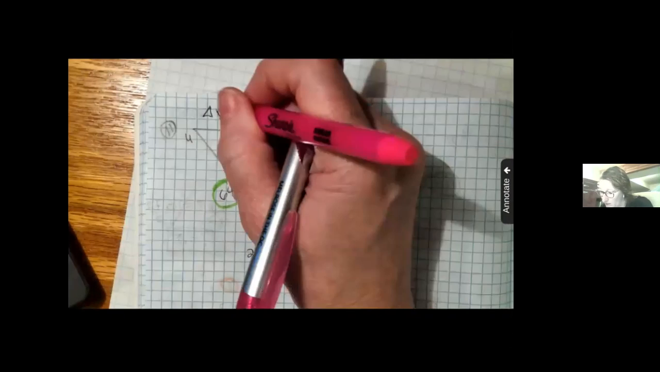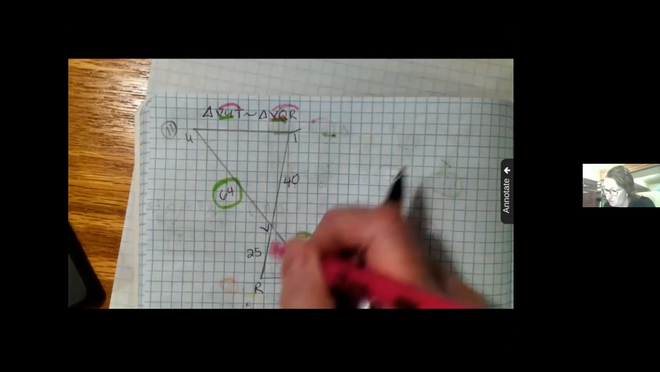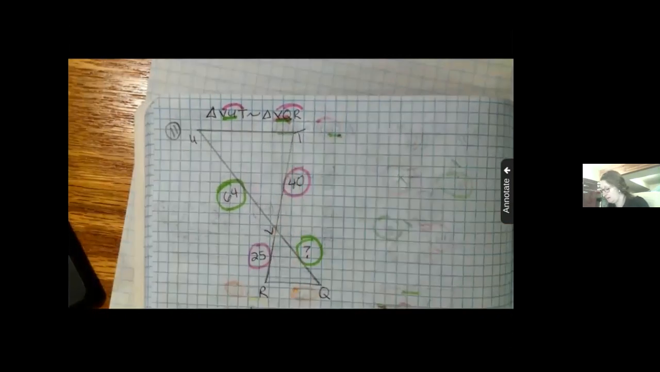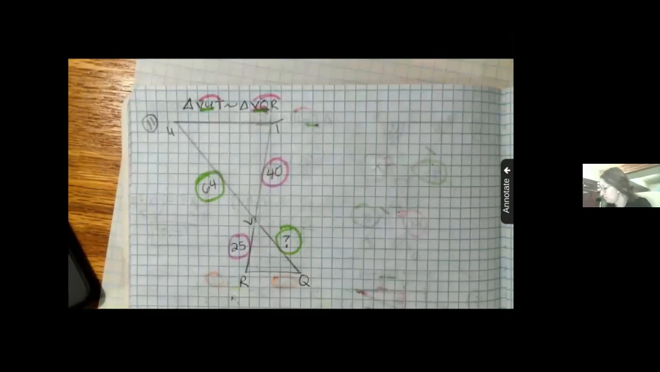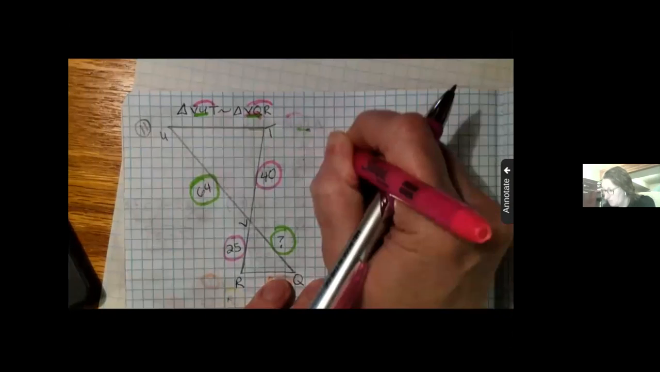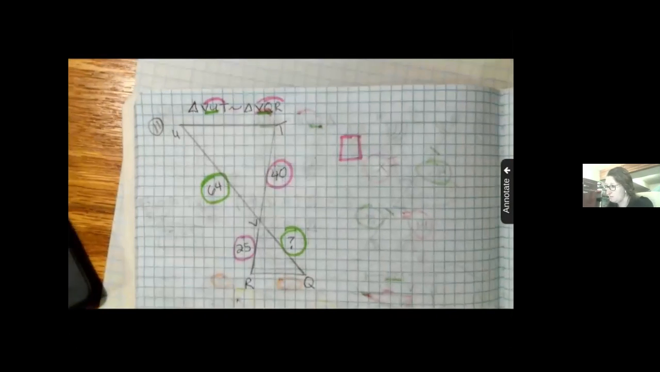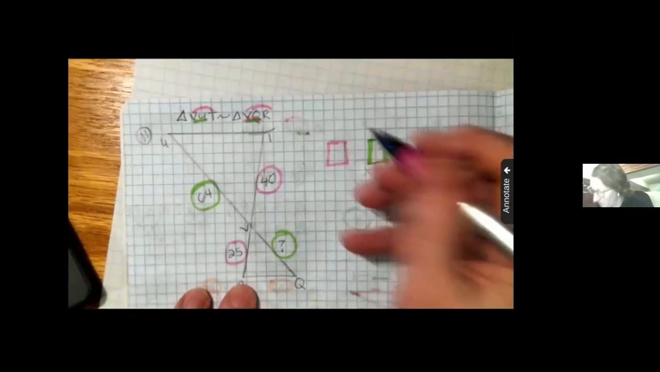VT, these two, is to VR, these two. So these go together, okay? So now that I know that, now I can do my math. Let me do this because it helps sometimes. Let me do my little boxes. And again, it doesn't matter what order you do them in as long as you keep them joined up, green to green, pink to pink.